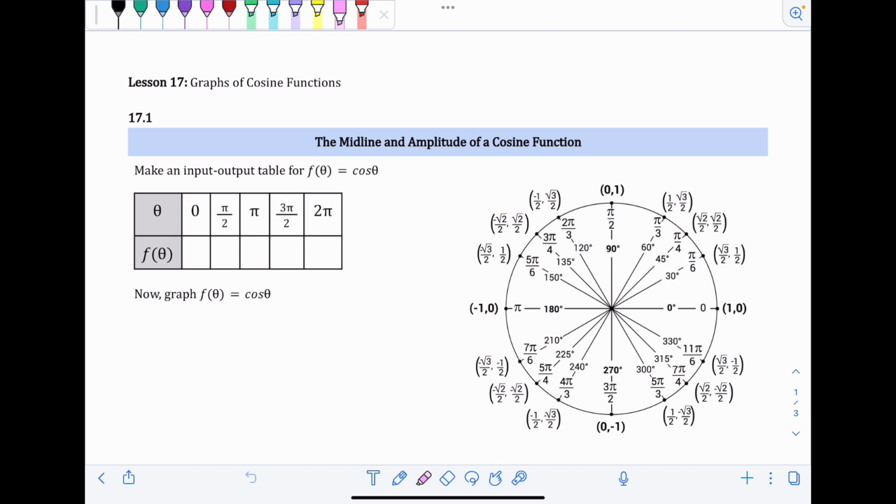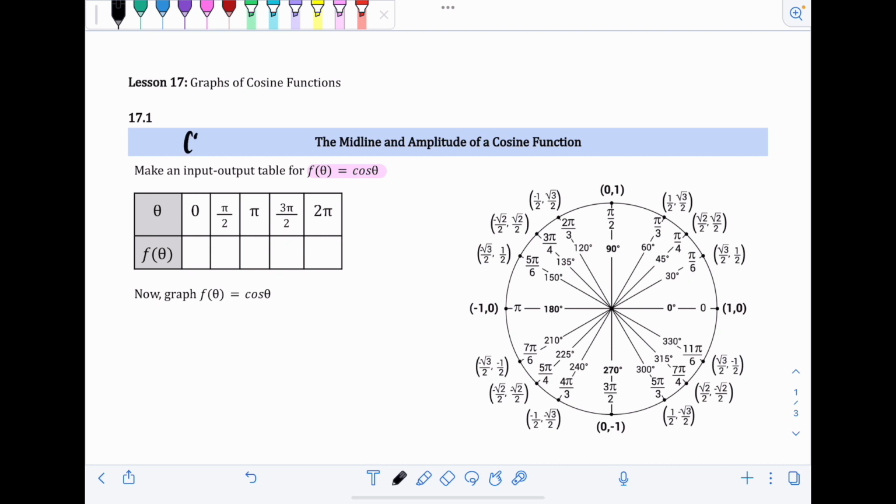So for cosine, the parent function is f of theta equals cosine of theta, and we're going to make a table for it. Before we can fill in our table, we have to remember that from the unit circle, cosine is the x-coordinate from each point. That was because cosine is usually adjacent over hypotenuse, but on the unit circle that translated to the x-coordinate over the radius, but the radius is just 1. So it ended up just being the x-coordinate. That was from our previous lesson.